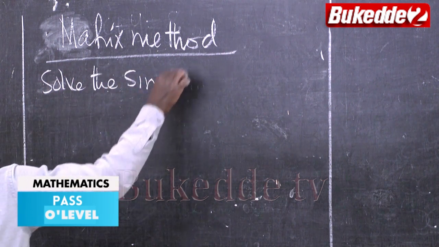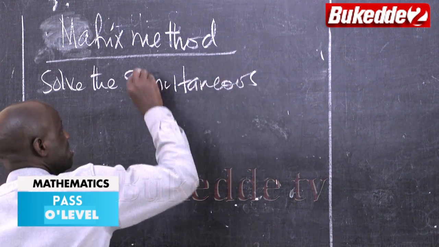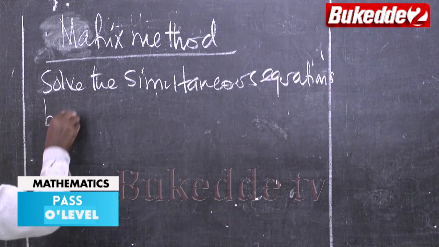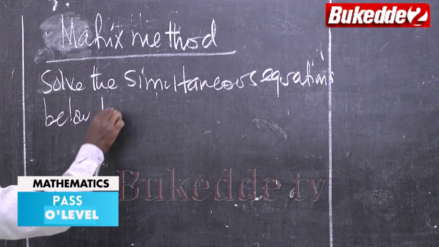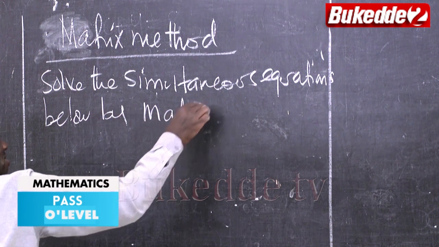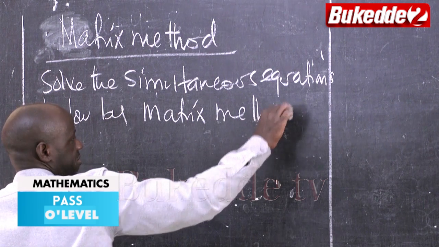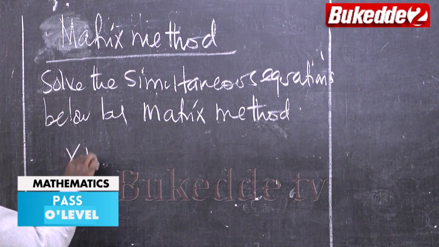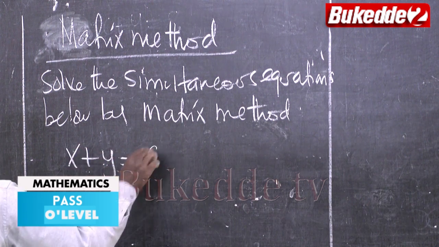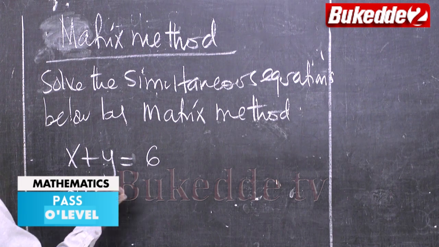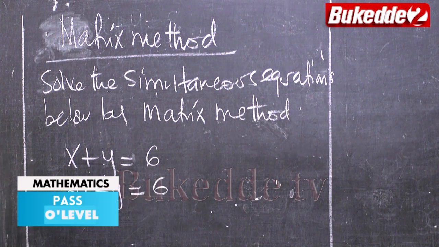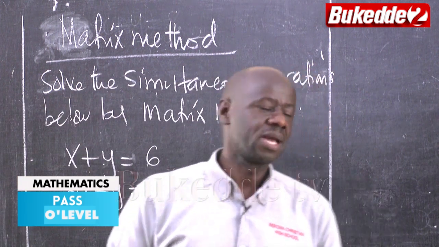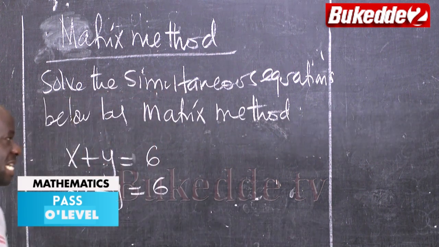So here we are having, let's solve the simultaneous equations below by matrix method. And here they are. We're having x plus y is equal to 6, and then 2x minus y is equal to 6. That's the example we had at the beginning. We're going to see whether this method also gives the same result as before.